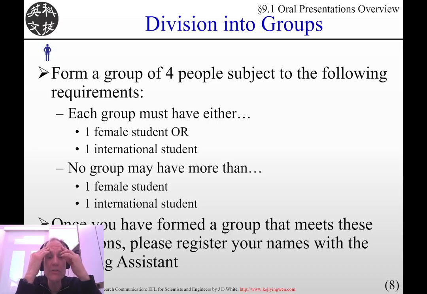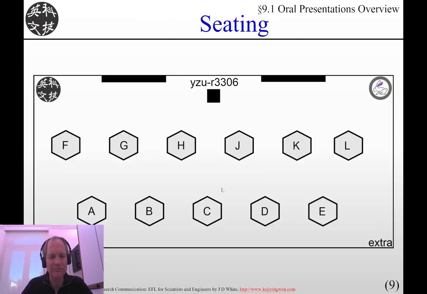Okay? If there ends up being some problem with this, I'll try to revise it a little bit. But right now, that is basically the rule that we're trying to follow. Once you have formed a group that meets these conditions, please register your names with the teaching assistant. Once you've got a group of 4 people together, write their names down and give it to the TA, and I'll enter them in, and we'll use that for grading. Okay, so that's the important part about dividing into groups.